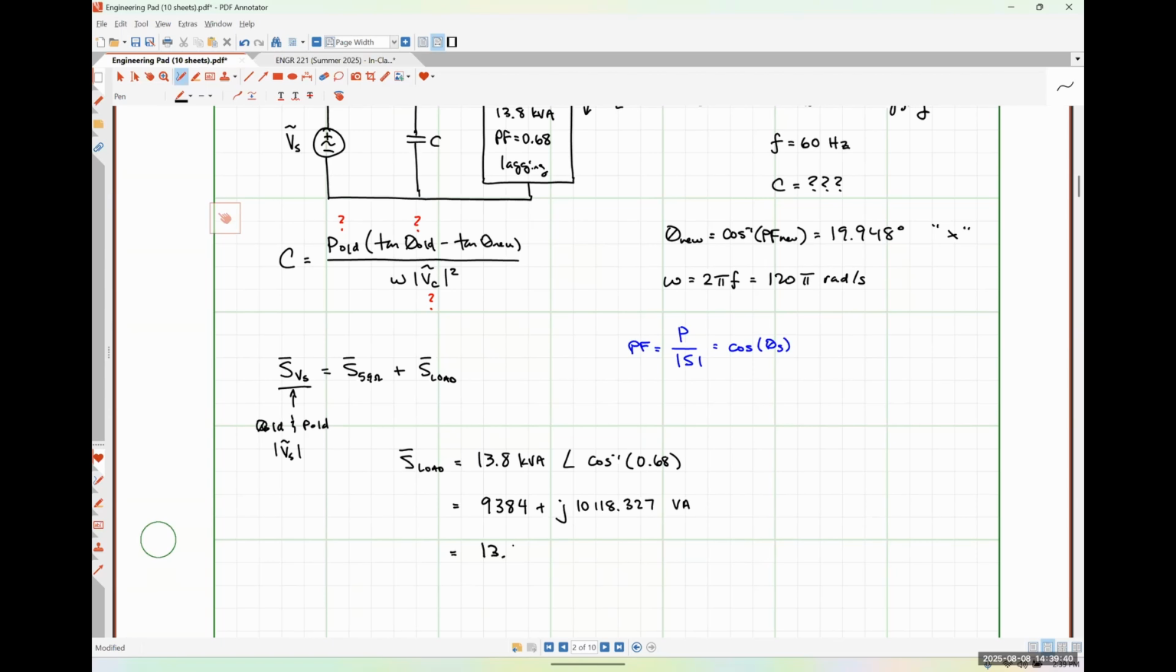or 13.8 with an angle of 47.156 kilovolt amperes in polar form. I feel like I said polar for both, but obviously the first one is in rectangular. Okay. I'm going to store this in my calculator as A for right now.